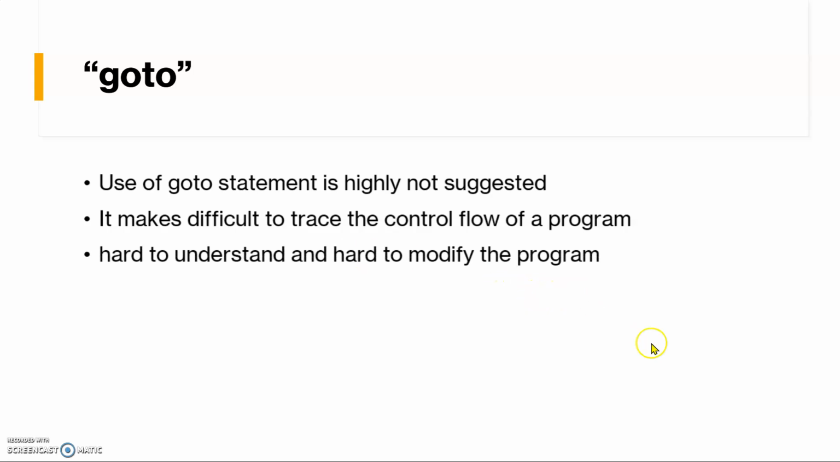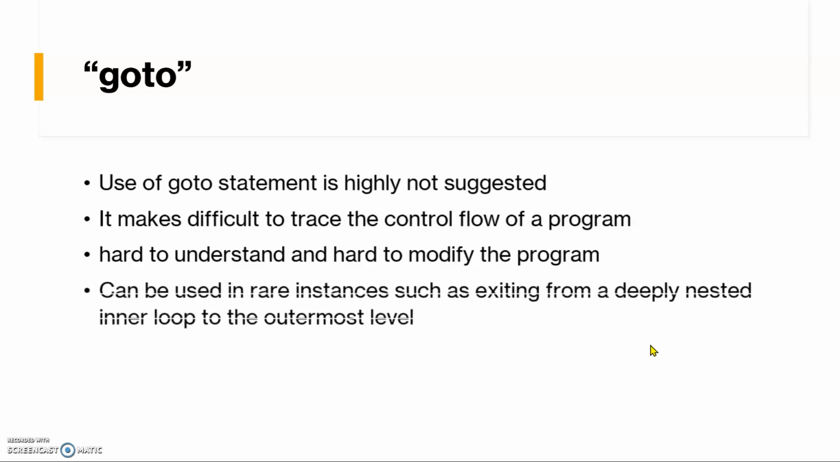It is also very hard to understand the program, and very difficult to modify the program, only because we could not trace it properly. So only in rare instances do we need to use this goto, such as if you are deeply nested in inner loops and you want to come out of those nested inner loops, then only we need to use goto.